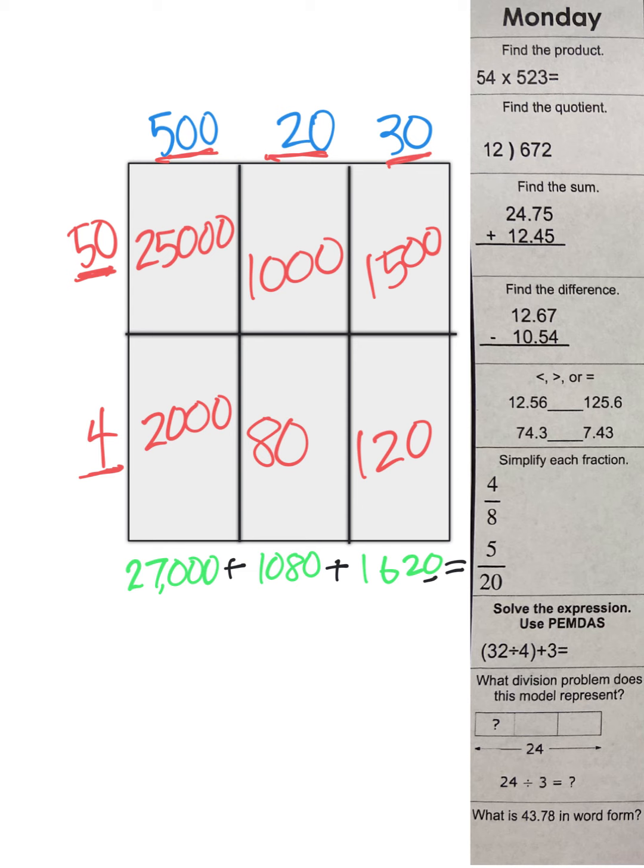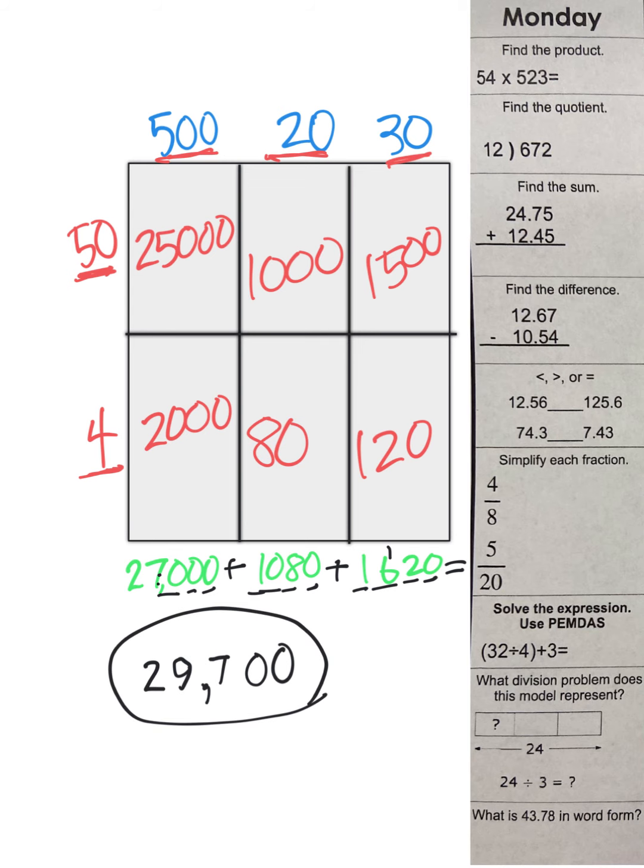I see that there is 0 in the ones place, 10 in the tens place, give that 1, 7 in the hundreds place, 2 in the thousands, 9. Final answer, 29,700.